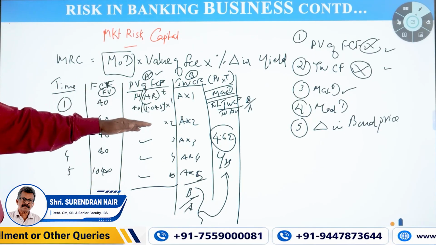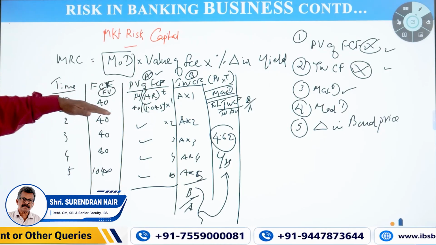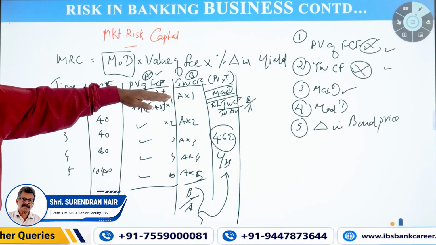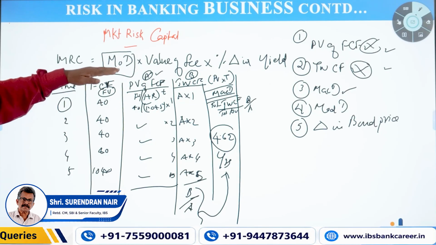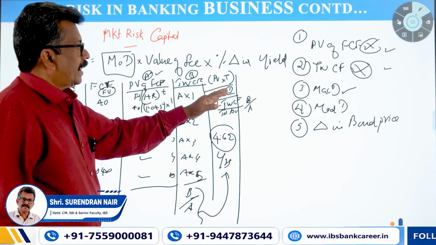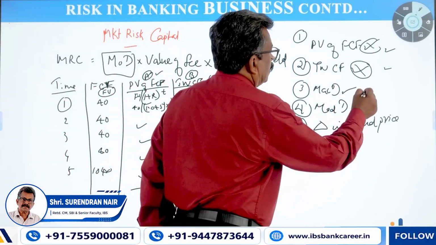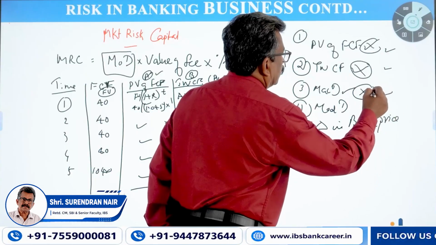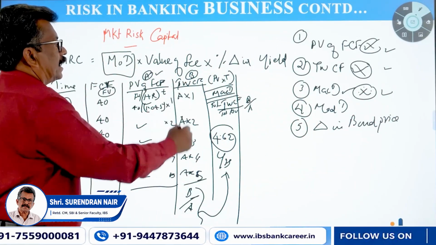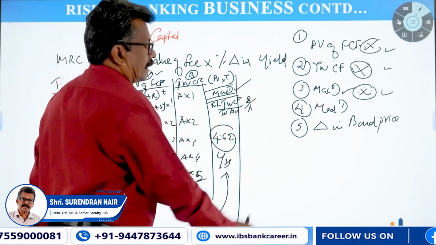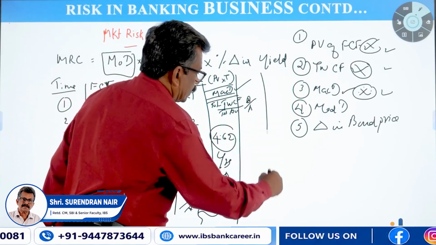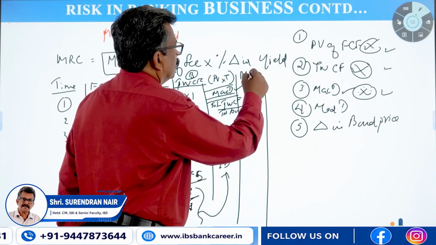In one table we are seeing, all the formulas should come to your mind. So you remember all the formulas and the steps, how to reach MOD calculation. Now we reach MAC duration. We got the MAC duration. This is also done. Present value is done. Time weighted cash flow is done. Then MAC duration is done. After MAC duration, we move to modified duration.